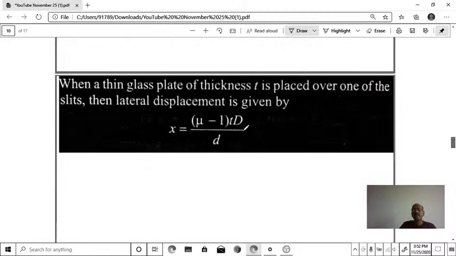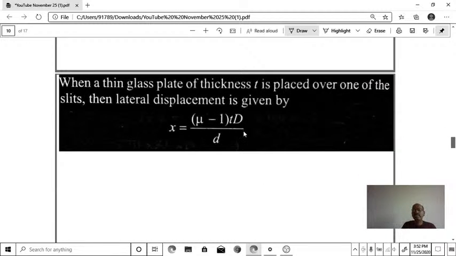Now, whenever a glass plate of thickness t is placed over one of the slits, there is a lateral shift in the path, right? The lateral displacement is given by x = (mu minus 1) t D by d. So these two formulas are very important. Based on this, let us now solve the problem.